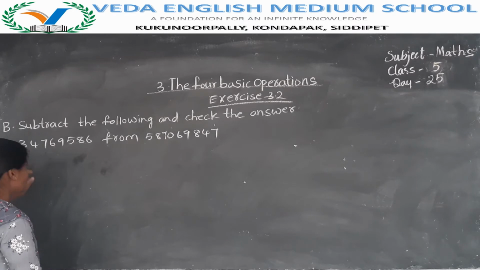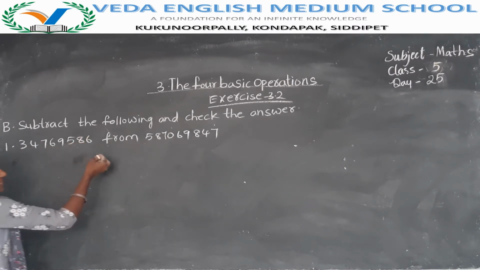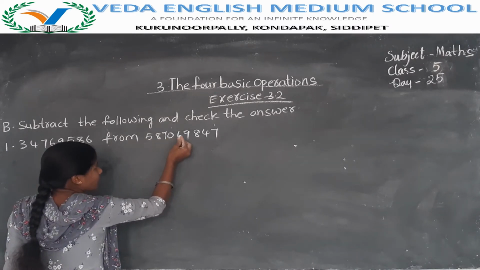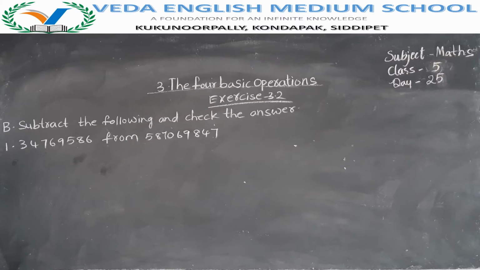So compare these two. If you have any doubts, 1, 2, 3, 4, 5, 6, 7, 8. It is an 8-digit number. 1, 2, 3, 4, 5, 6, 7, 8, 9. It is a 9-digit number. So which number is the greater number? 8-digit number or 9-digit number? 9-digit number is the greater number. So we have to write this first.